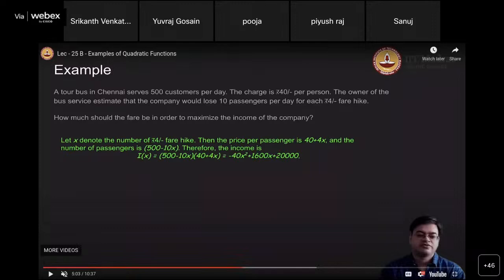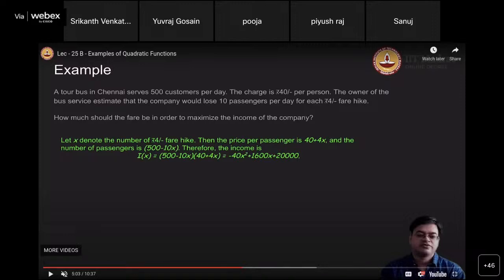Now if x denotes the number of 4 rupees fare hikes, what will be the price per passenger now? 40 plus 4x. 40 is the initial charge, and if I increase x times 4 rupees, that is 4x. So the total charge will be the initial charge plus how much I am increasing. So 40 plus 4x represents the price per passenger now.